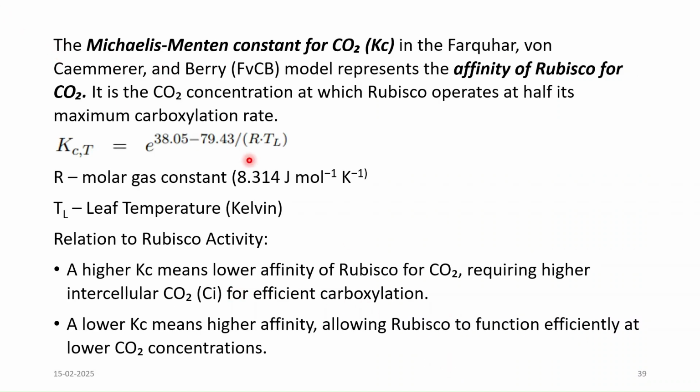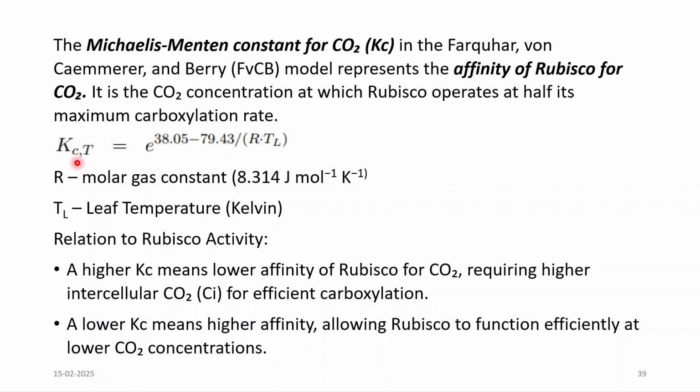Now this is a repetition of what I had just said. In the FvCB model, this Michaelis-Menten constant is the representation of Rubisco's affinity for carbon dioxide. We know that Rubisco has an affinity for oxygen and carbon dioxide. So at what concentration of carbon dioxide does Rubisco have a tendency to help with the carboxylation reaction, or what is its affinity for carbon dioxide to conduct the carboxylation reaction, is what the Michaelis-Menten constant gives.